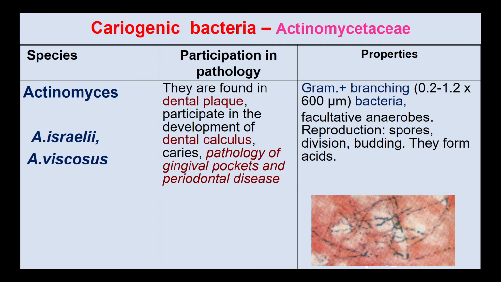Gram-positive branching bacteria, 0.2 to 1 micrometers in width and 60 or 600 micrometers in length. They are found in dental plaque and, as I said, participate in the development of dental caries, but they are also important in the pathology of gingival pockets and periodontal diseases. How? They also form acid and as a result lower the pH.